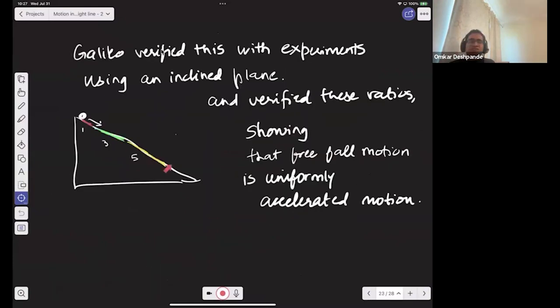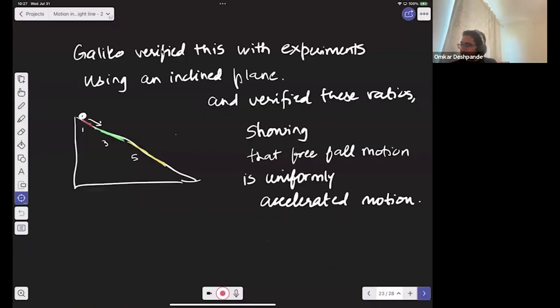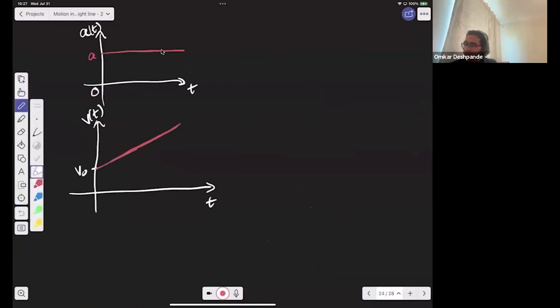So what you observe through experiments on free fall would not be these exact ratios. There would be some other ratios. So that numerical precision in the predictions is crucial for verifying that free fall motion is uniformly accelerated. So therefore, for uniformly accelerated motion, and by the way, I should put this in as well.